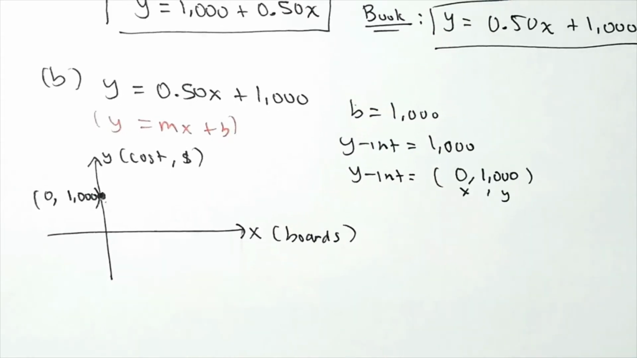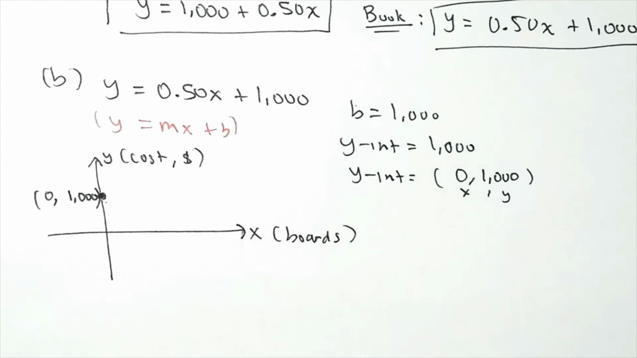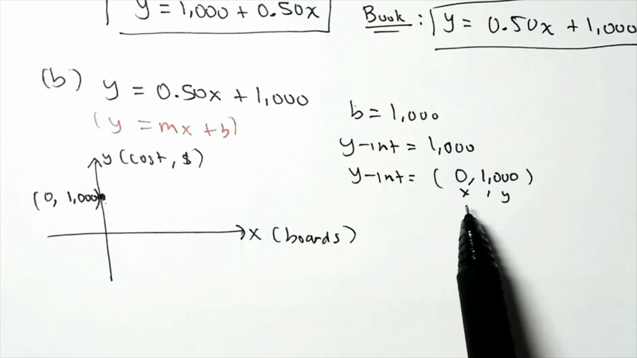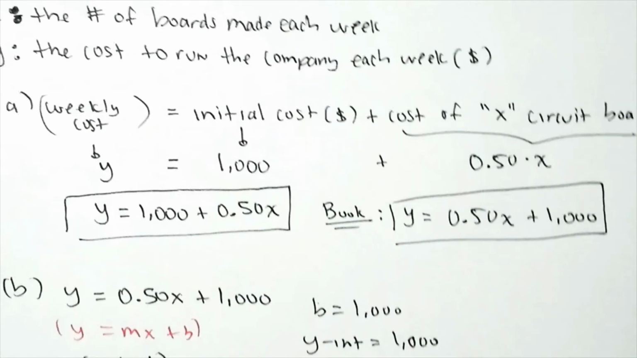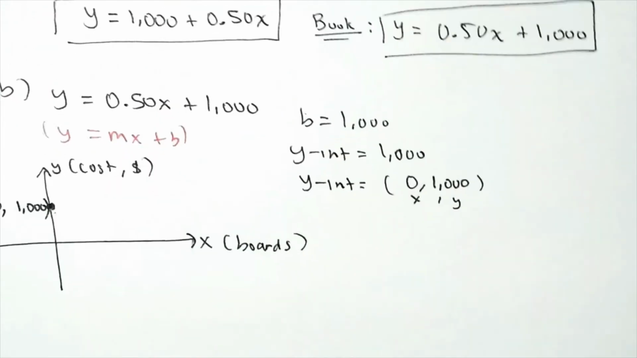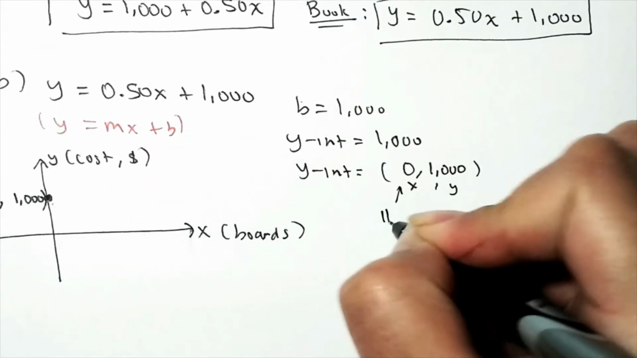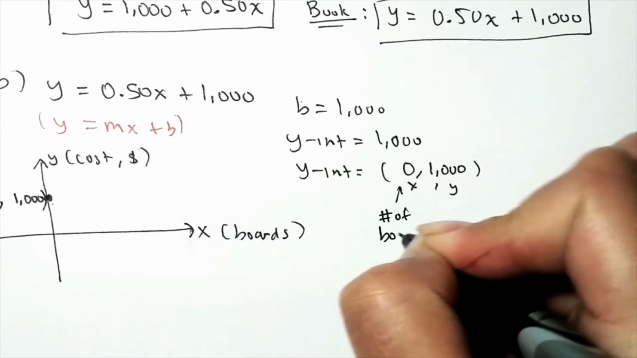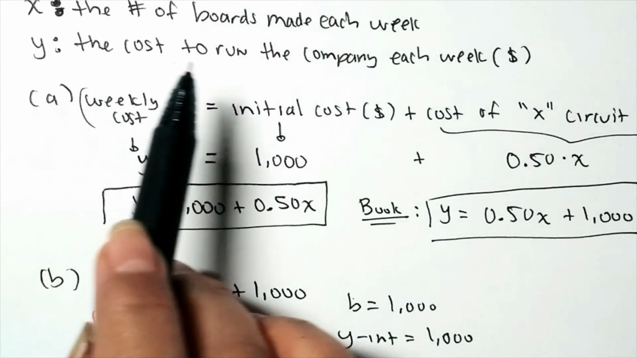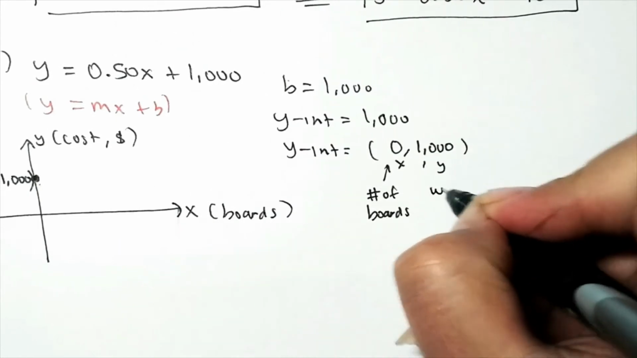Now I'm going to talk to you, and then you digest it however you can. So what does x represent? x represents the number of boards made each week. So let me just put number of boards. What does y represent? The cost to run the company each week. So I'm just going to say weekly cost.